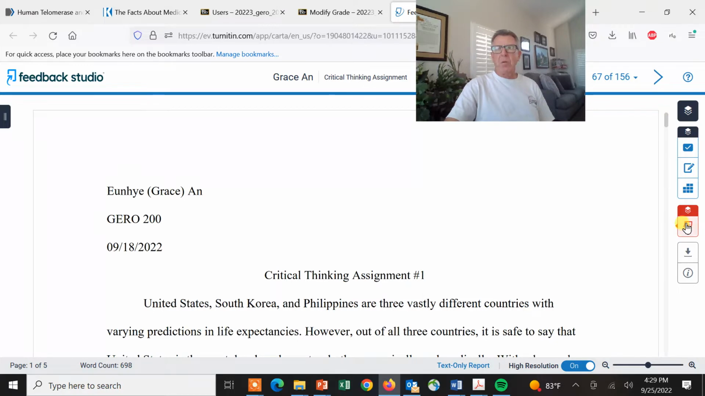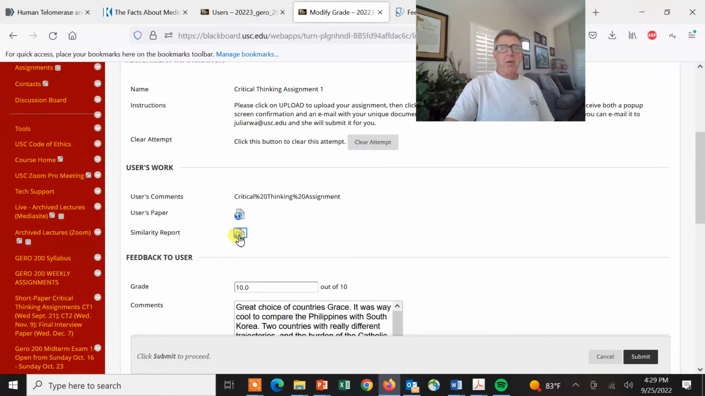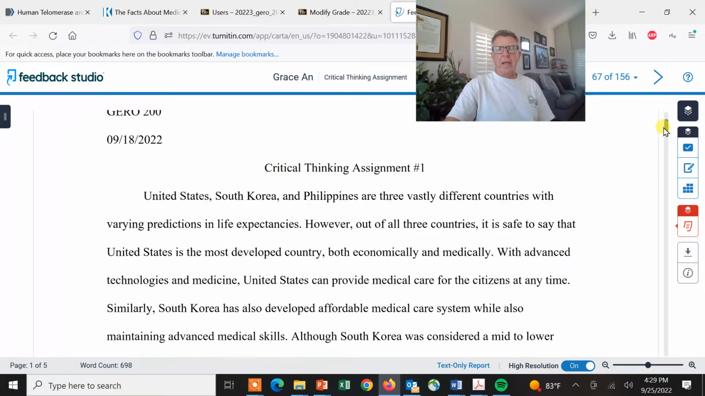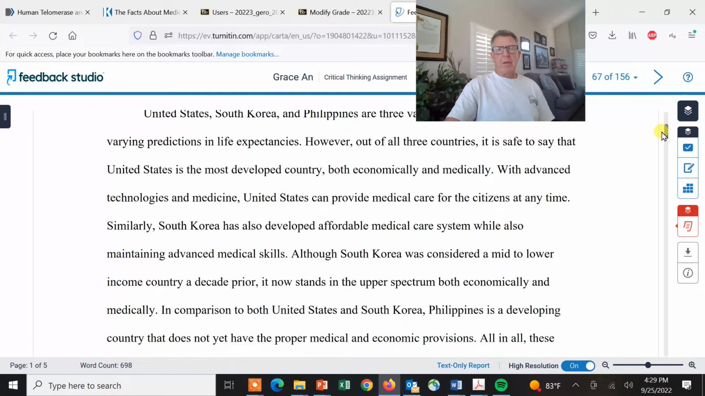So the first thing you want to do is make sure their overlap is good. So what I did there is I clicked on similarity report. This is what comes up. You click right here, and you see that Grace had only 2% overlap. So that's obviously very good. You start getting to 15 to 20%, you've got to closely look at it, and Julie can give you some indication on that.